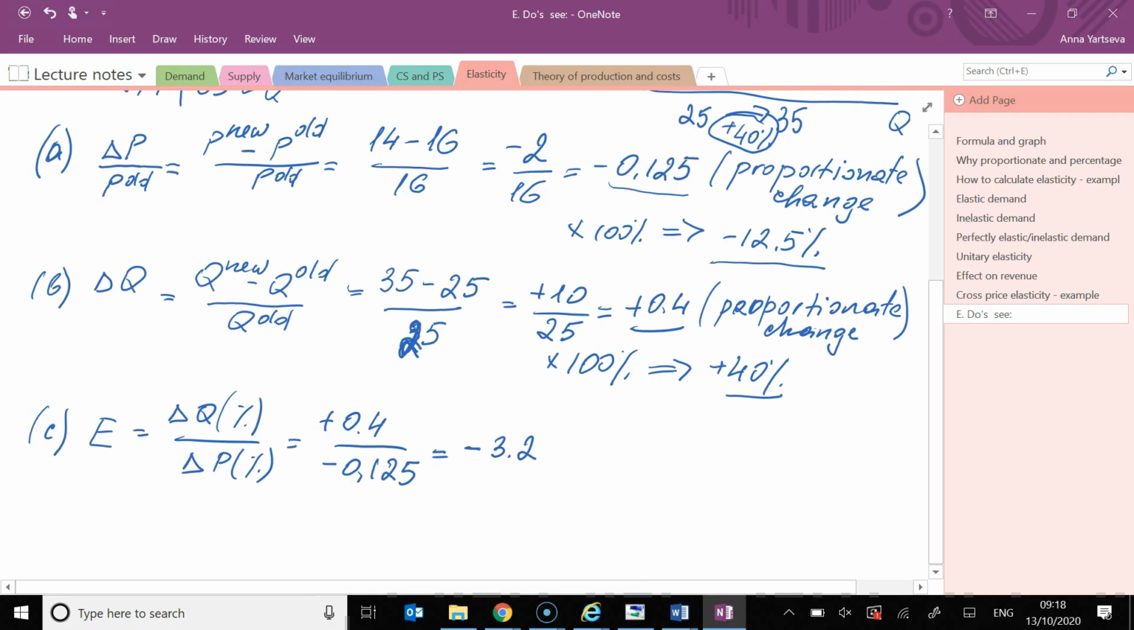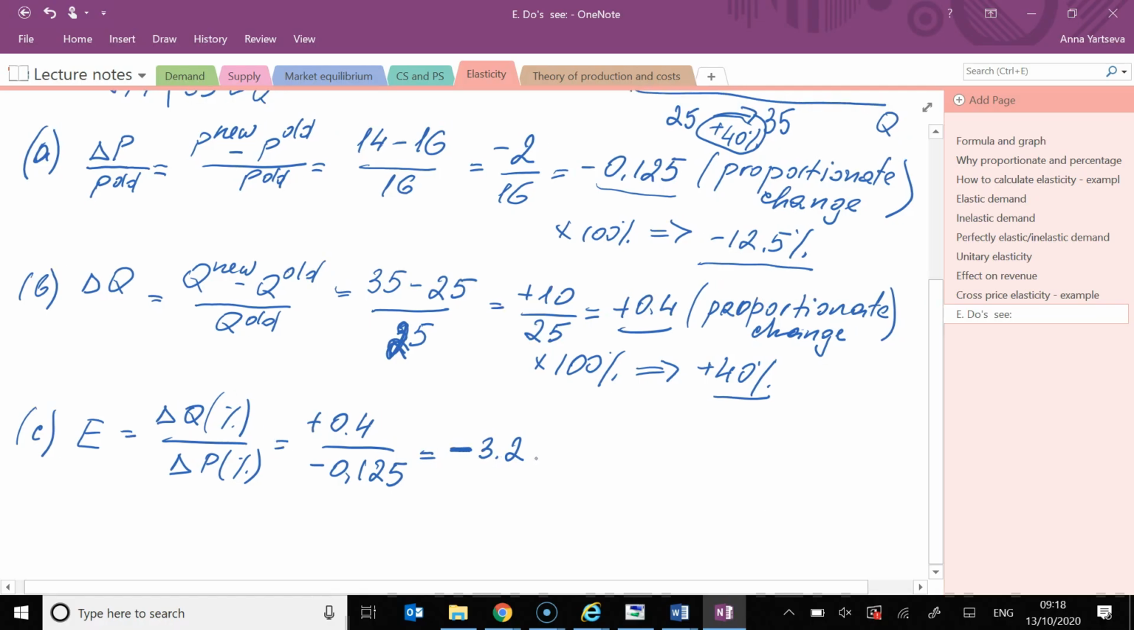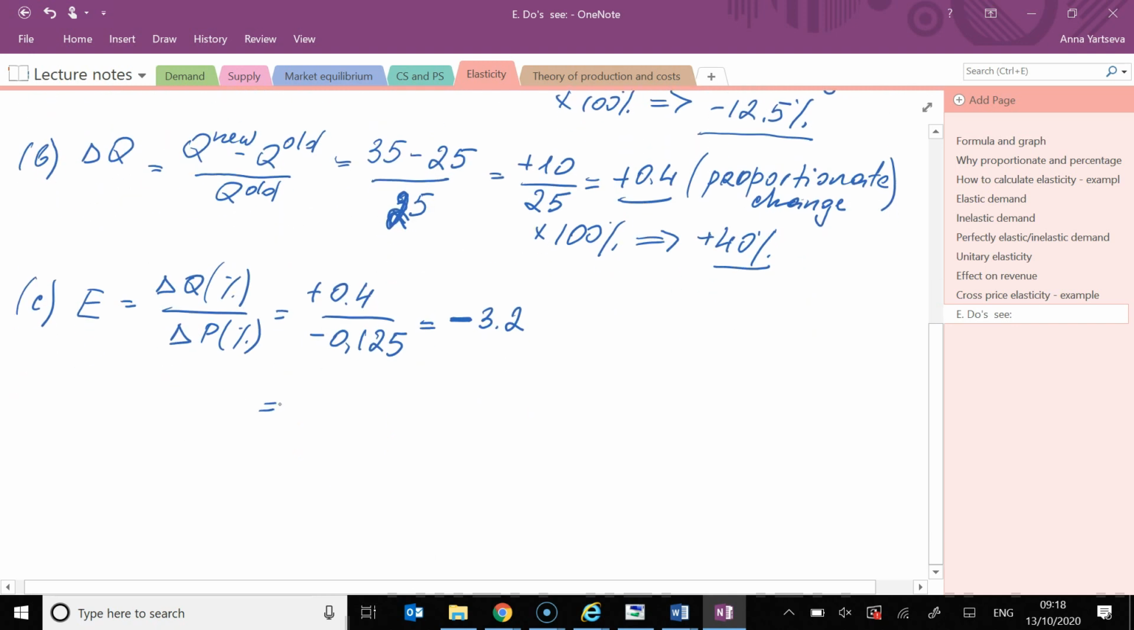Please pay attention. We are keeping the sign. Price elasticity of demand is always negative. So the value of elasticity is minus 3.2. We can use proportionate changes here, or we can use our percentage changes. So quantity increased by 40%, that's our percentage change, and price dropped by minus 12.5%. If we use these values, we will still get the same result, minus 3.2.